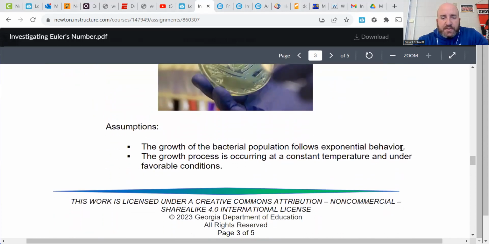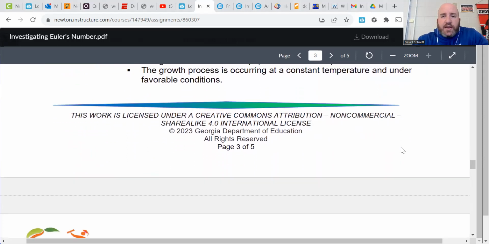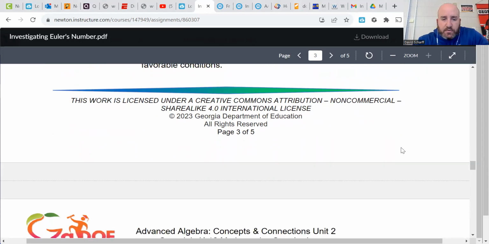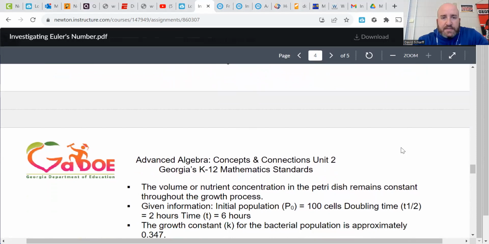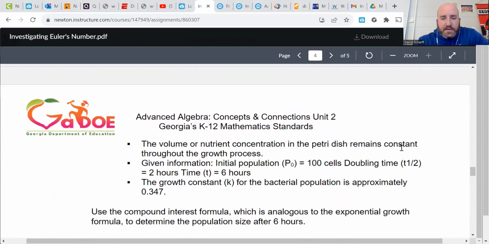It's got some assumptions here, but those assumptions are just ensuring that our growth rate can be constant and is not going to change. In this case, it's the conditions in the petri dish, making sure that the temperature stays the same, bacteria has enough nutrient concentration to grow, things like that.